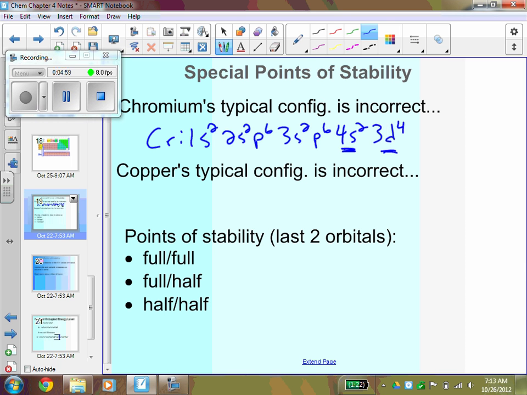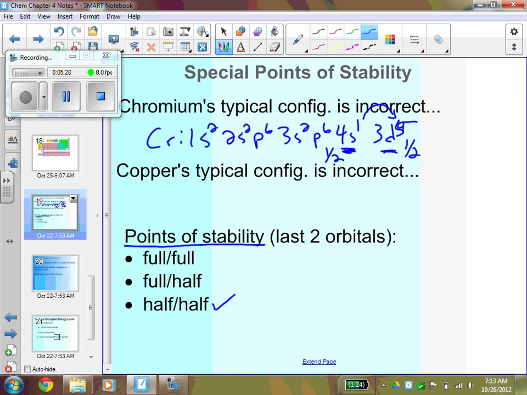So what I'm going to do is take an electron from the 4s2, and I'm going to take that electron and move it up here to make 3d5. So 4s1, 3d5. I now have a half full and a half full combination. So as we see, the special points of stability, half full, is one that is a special point of stability. That's good. So chromium is one you will have to worry about, for at least me.